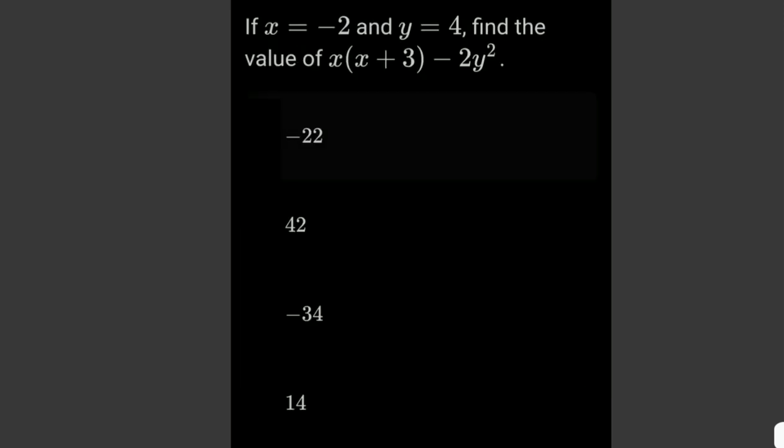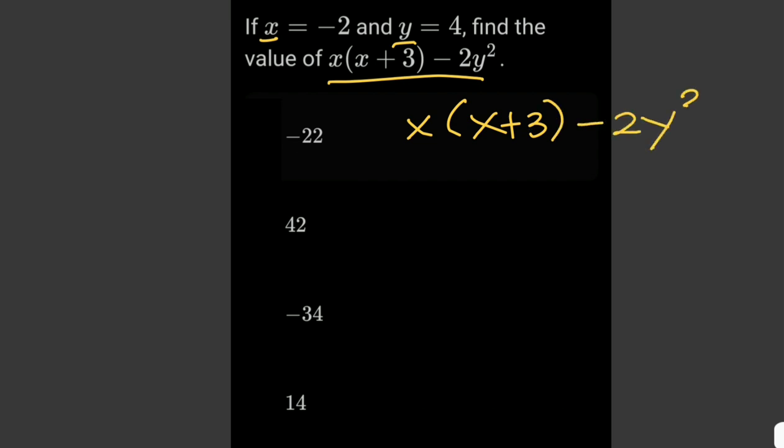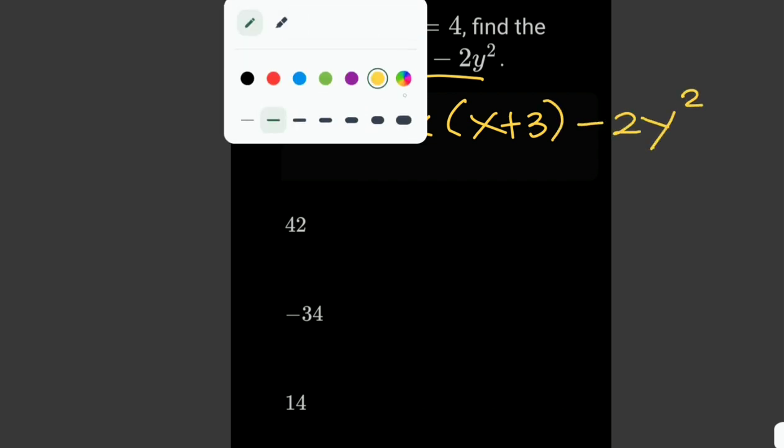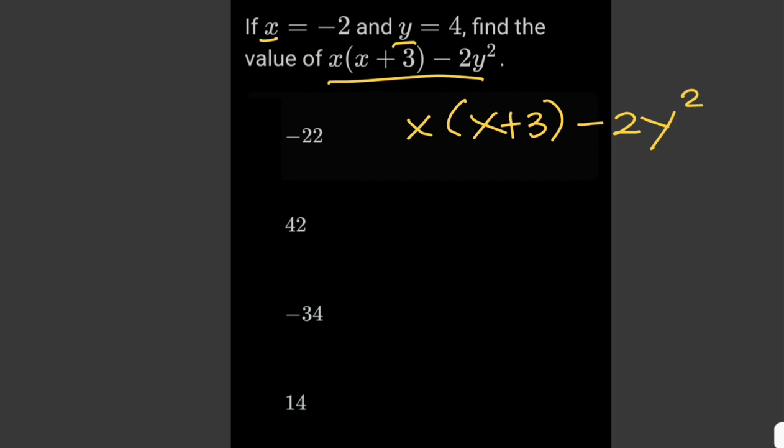If x equals negative 2 and y equals 4, find the value of x times (x plus 3 minus 2y) squared. So we're given this expression and the value of each of the variables x and y. All we have to do is plug in the values of x and y to the given expression. So we have this expression, x times (x plus 3 minus 2y) squared. So we plug in the values of x and y.